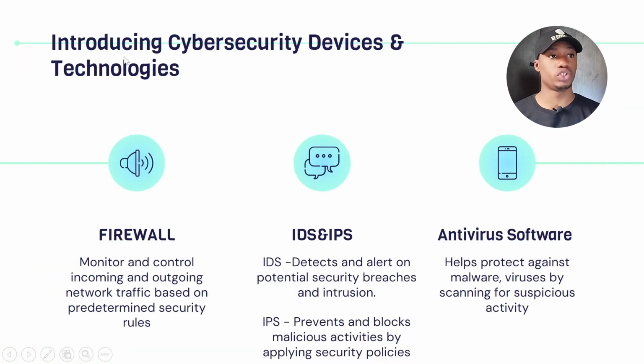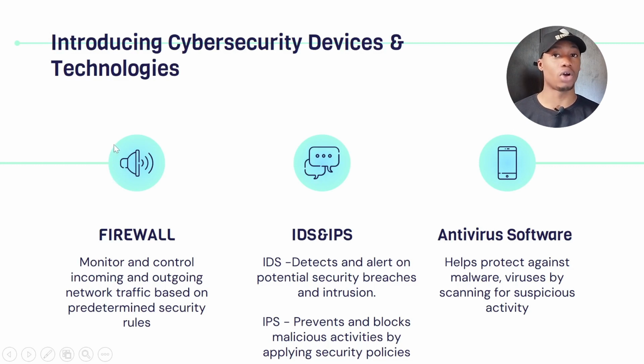So let me introduce you to some cybersecurity devices and technologies. Some of these devices and technologies are used for, like I said, defending, mitigating, and detecting cyber attacks. So we have a firewall. A firewall is a device that helps you to monitor and control incoming and outgoing network traffic based on predetermined security rules. There are different types of firewalls.